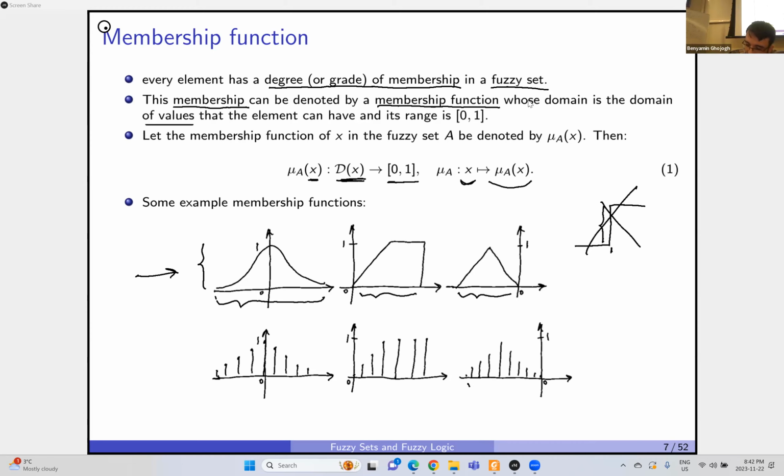For discrete, my domain is also discrete. Again, it's between 0 and 1. The domain is discrete, but the range is continuous, because range is a score of membership, a degree of membership.